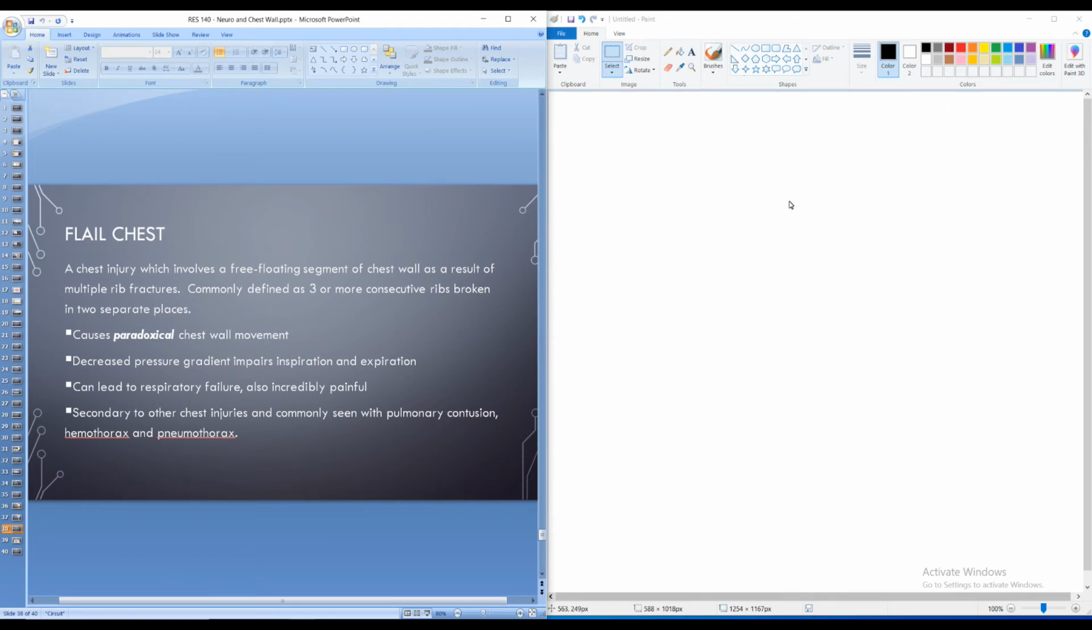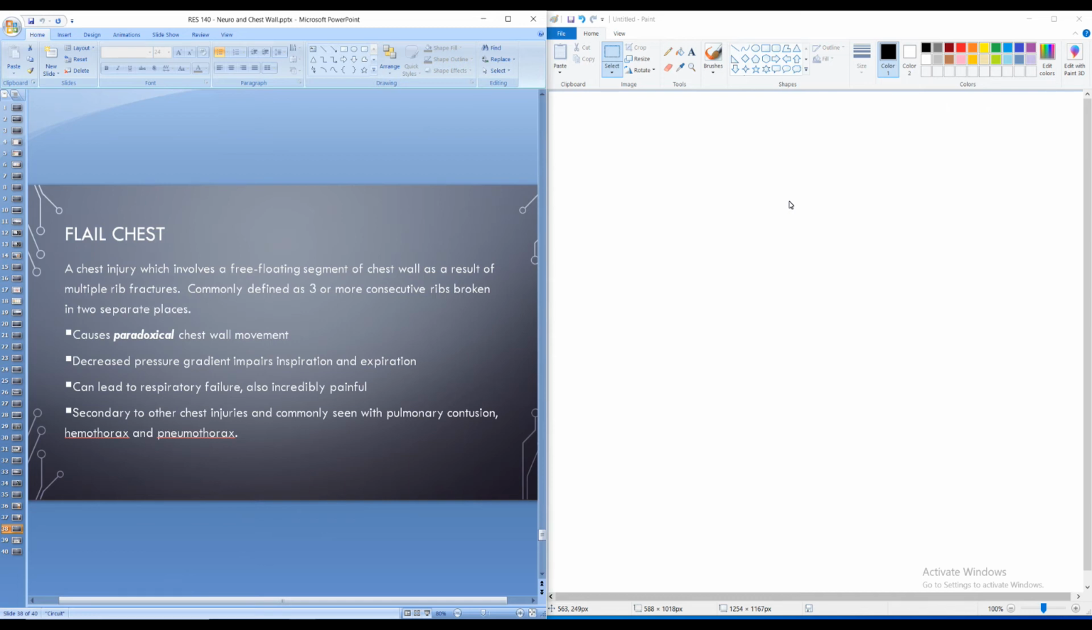It's going to cause a paradoxical motion of the chest wall. And anybody who's thinking back to medical terminology, what's paradoxical? Anything that's a paradox is just something that you're seeing happening that you don't expect to happen. So basically what that means is we expect the chest wall to move out on inspiration and back in on exhalation. We're seeing the opposite of that with this injury. So we'll draw a picture here in a sec. Don't worry.